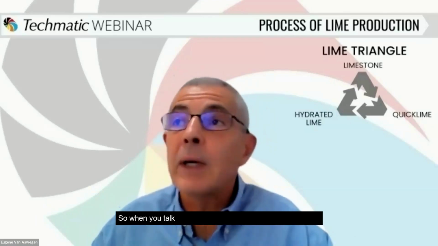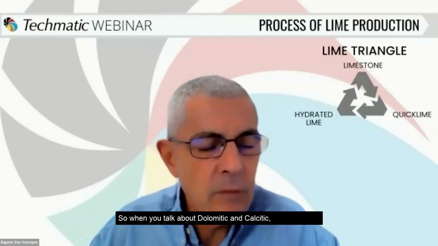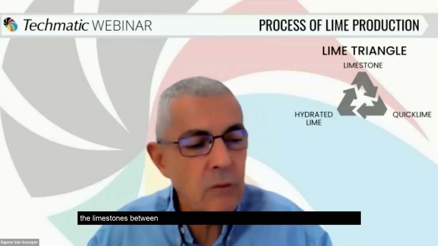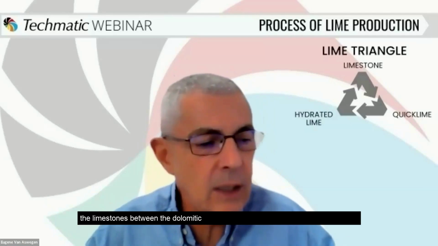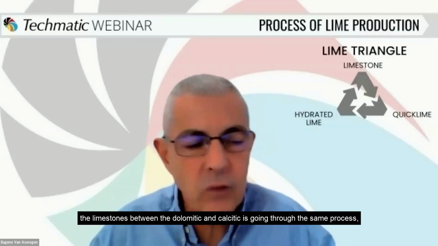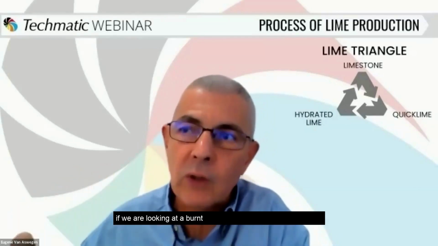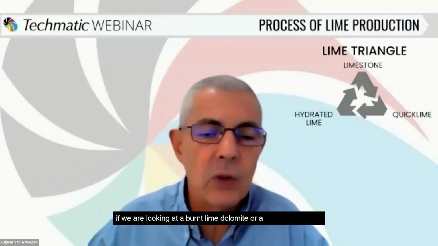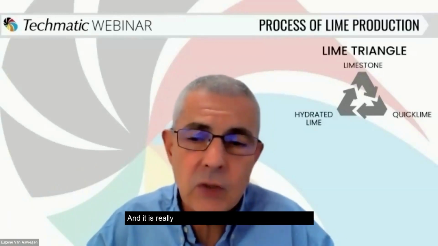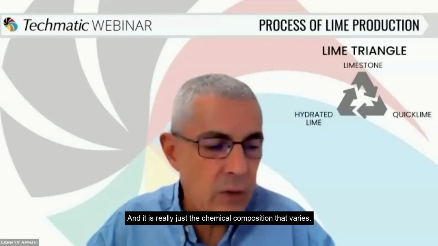So when you talk about dolomitic and calcitic, fundamentally, the limestones between the dolomitic and calcitic go through the same process if we are looking at a burnt lime dolomite or a burnt lime calcite. And it is really just the chemical composition that varies.